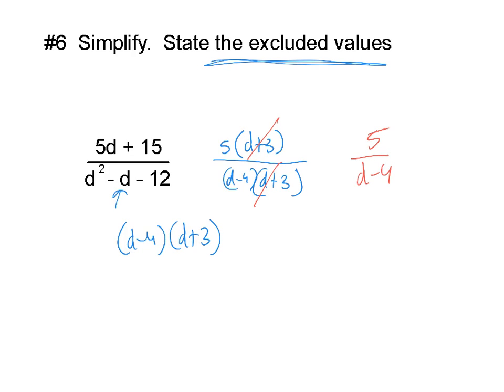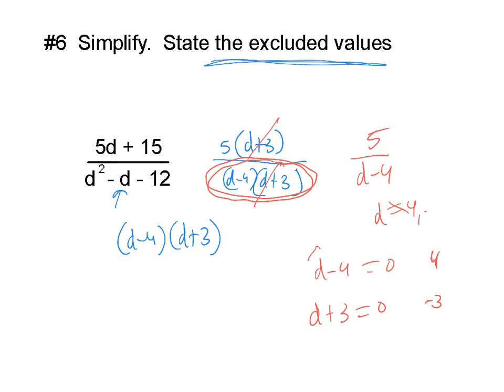Then I want to know the excluded values. Remember, you go back to your original denominator here when you factored, and these are your two excluded values. Just put them both equaling 0. And then solve, right? So this would be 4. This would be negative 3. So you would say d cannot be 4 or negative 3. So there's our two solutions for that one.